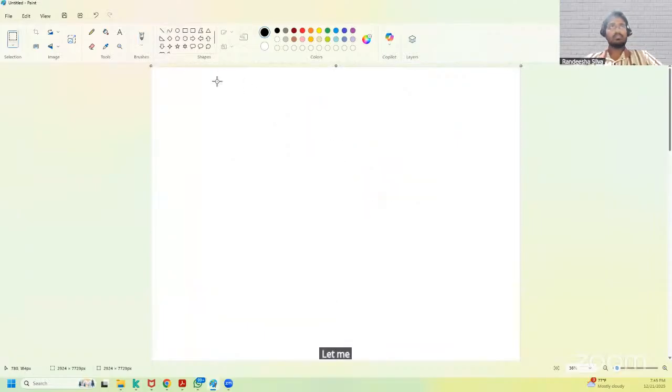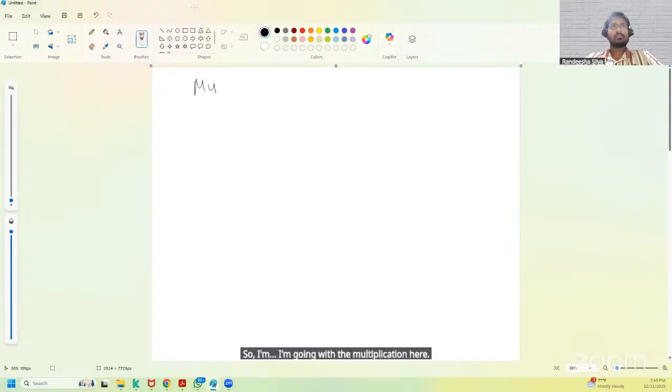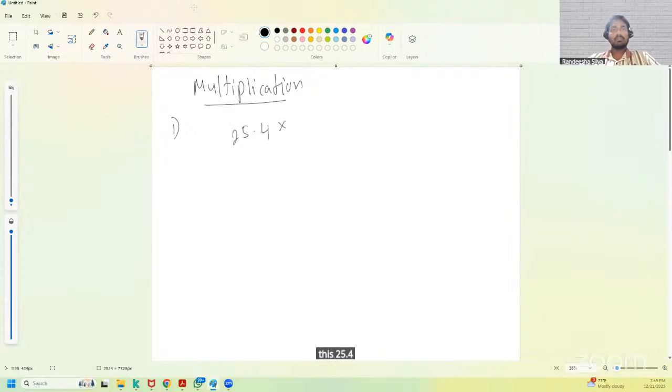Let me go through it. Okay, so this will be it. So I'm going with multiplication here. So you have to do 25.4 into 3.12. So you may be thinking why we need to use this logarithm table.